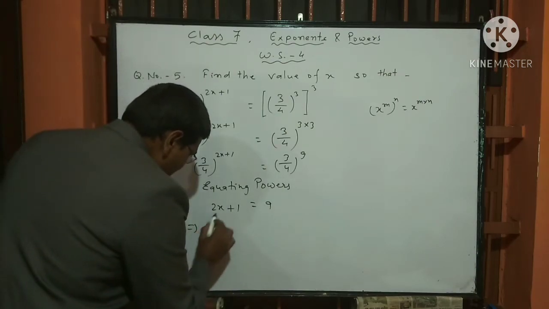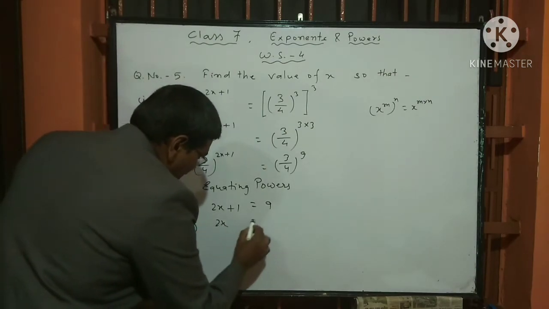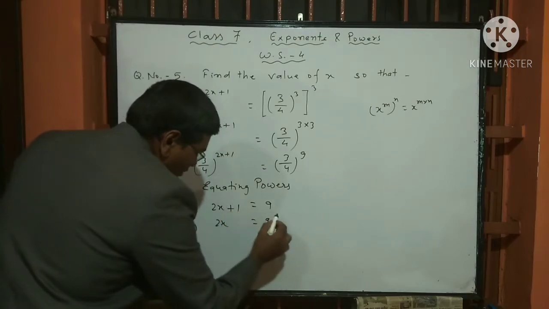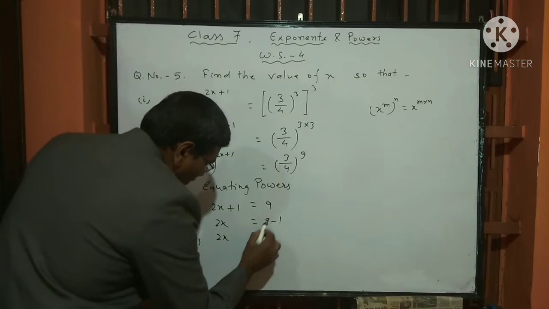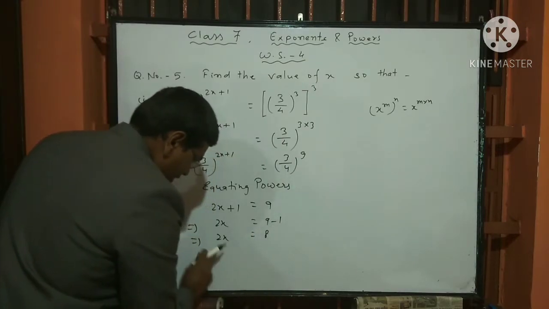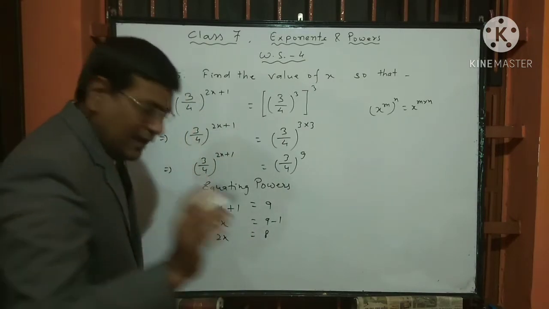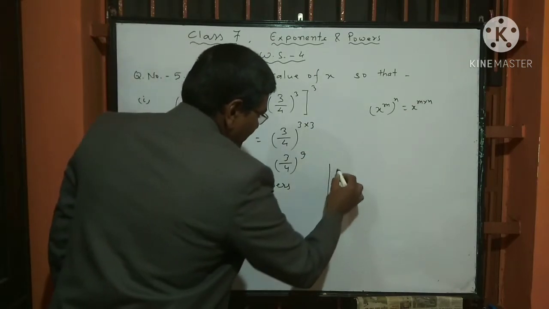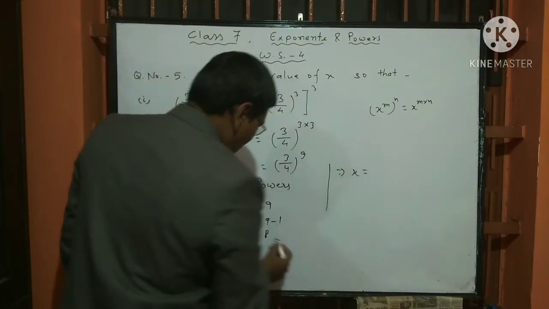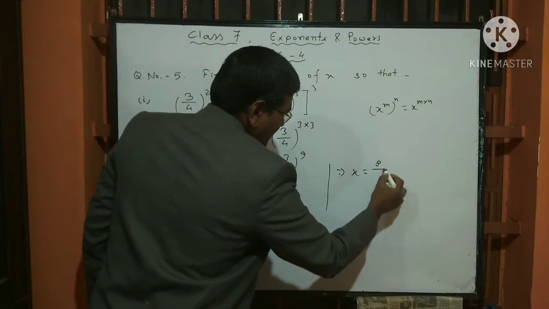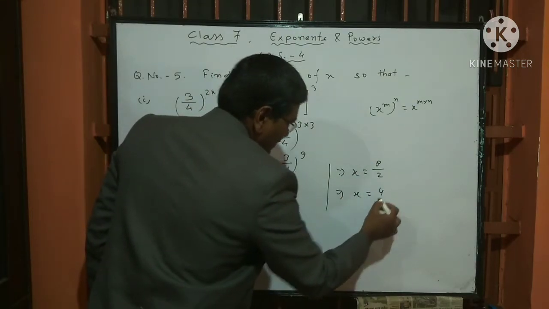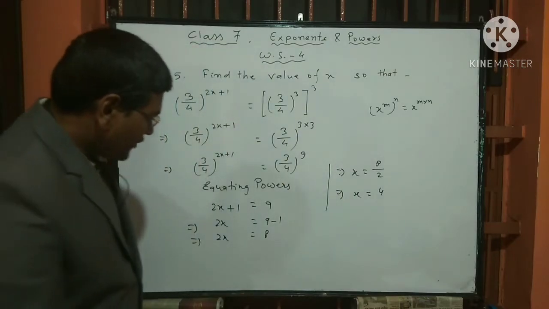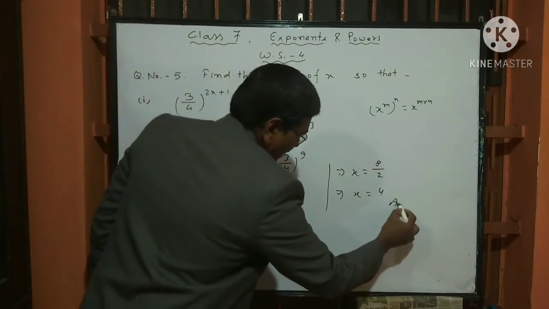Now solve it. 2x plus 1 equals 9. Take plus 1 to the right side, it will be minus 1. Now 2x equals 9 minus 1, 8. 2x means 2 into x. So x equals 8 divided by 2. Now here x is equal to 2 fours are 8, so x is 4. This is the required answer.